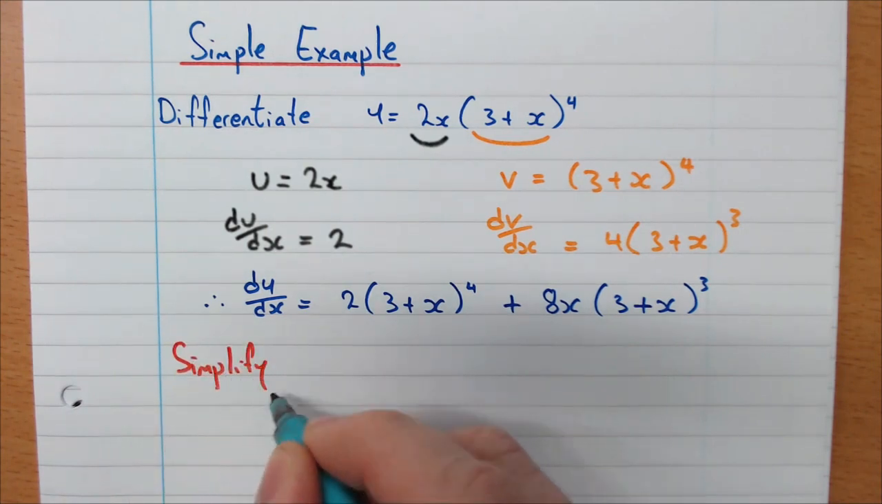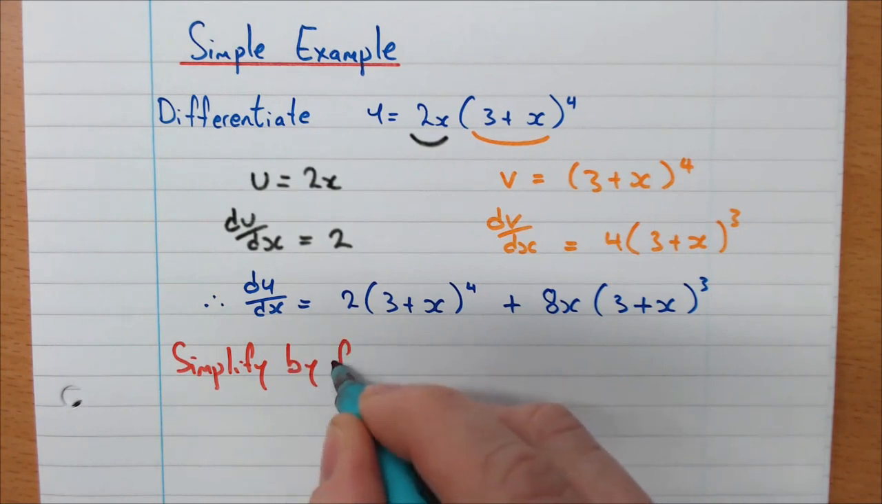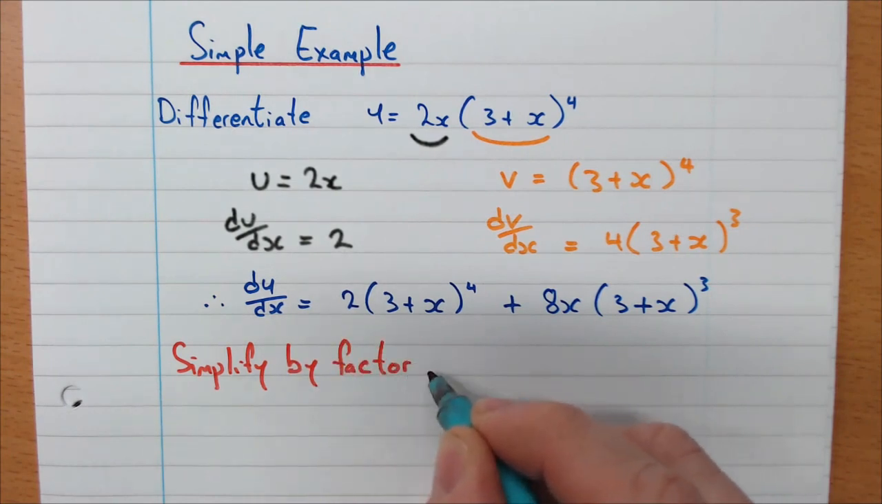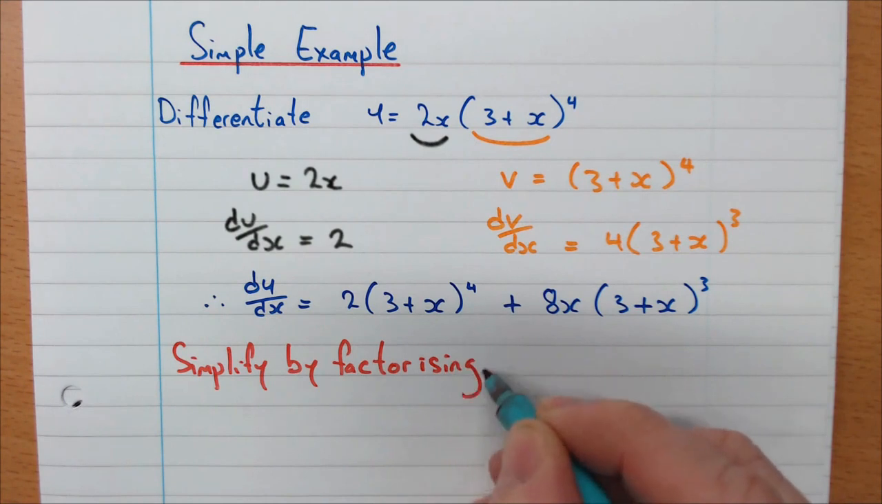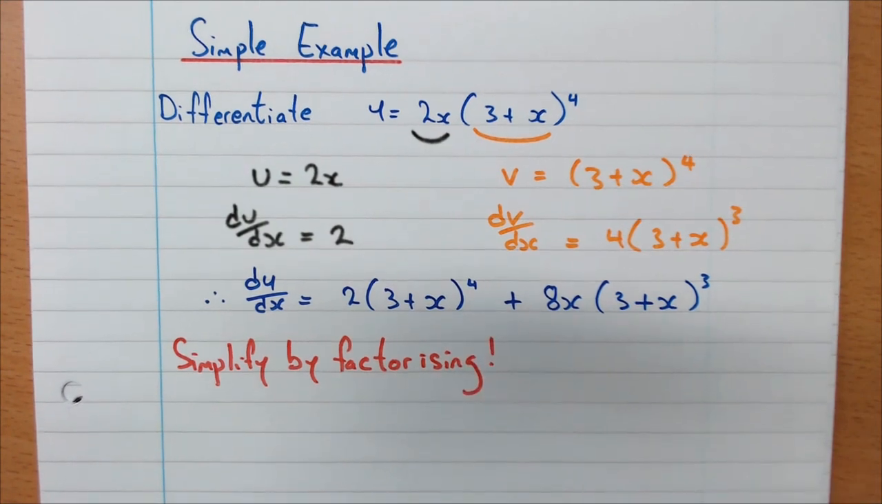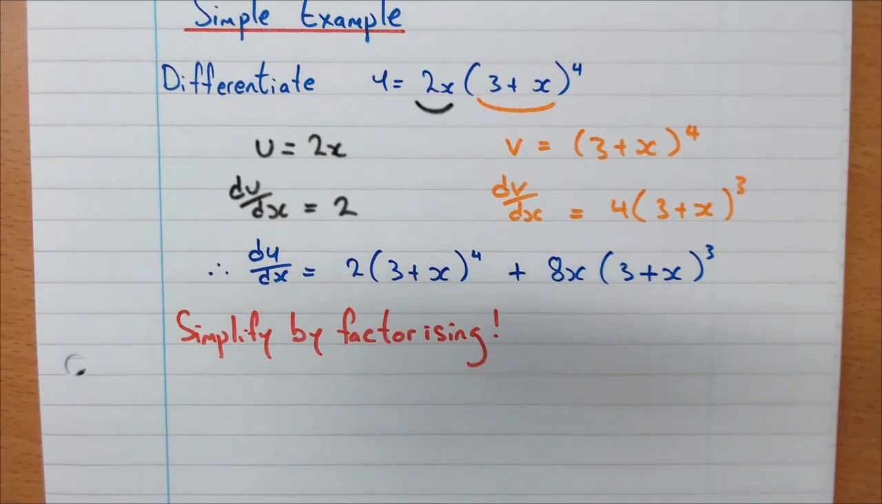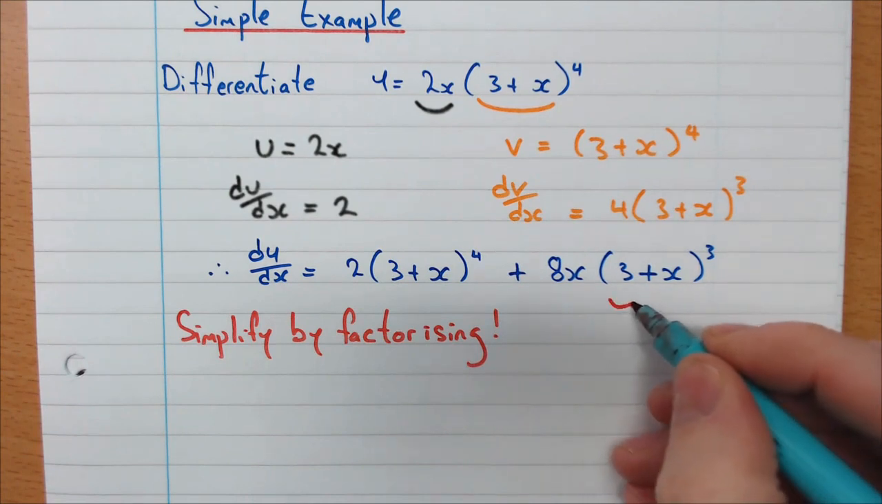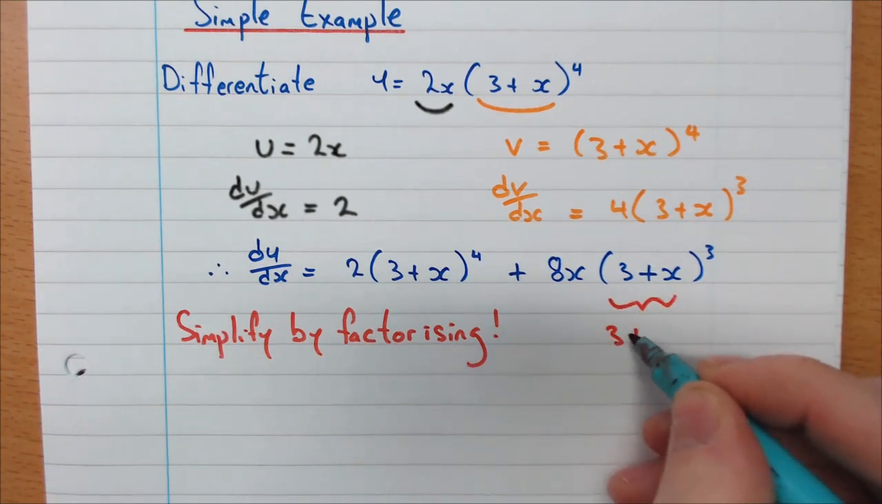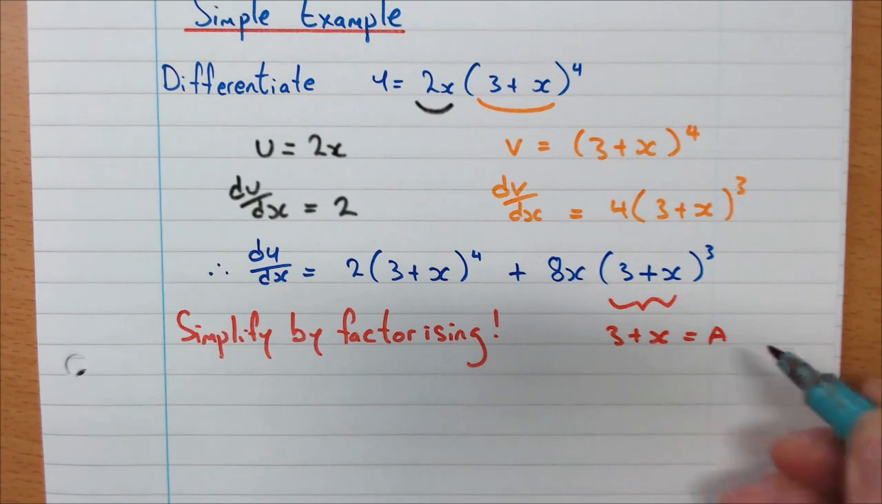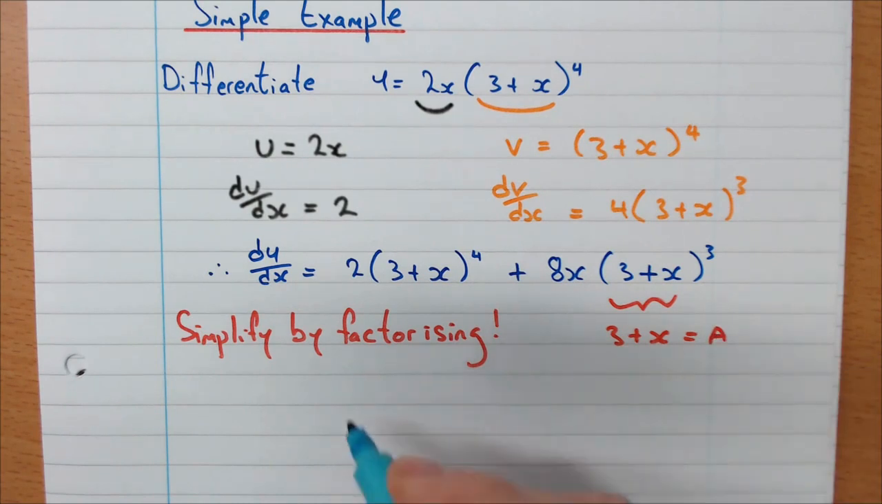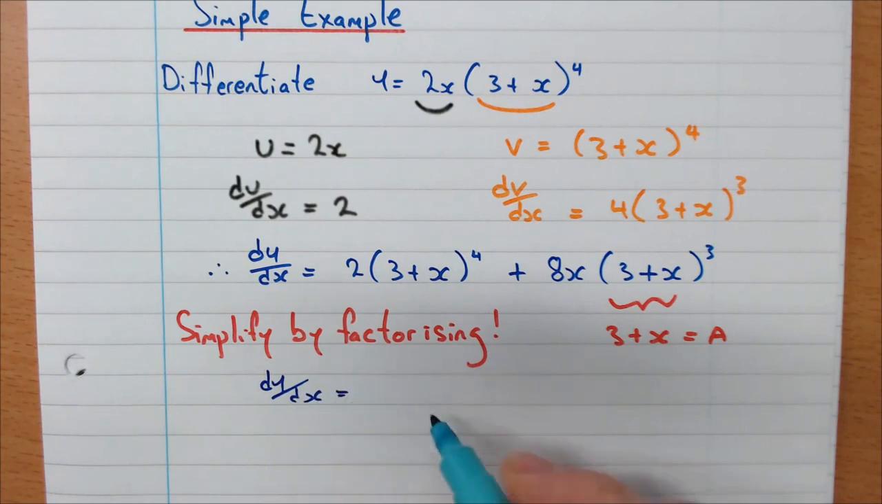To simplify that, we factorize it. There are two things these terms have in common. They have a factor of 2, and they have this big bracket. Now, sometimes this isn't easy to see, so I'm going to try and simplify it a little bit. If I call 3 plus x a, and I rewrite my dy/dx in terms of a, you don't have to do this step, but it is sometimes a bit easier.